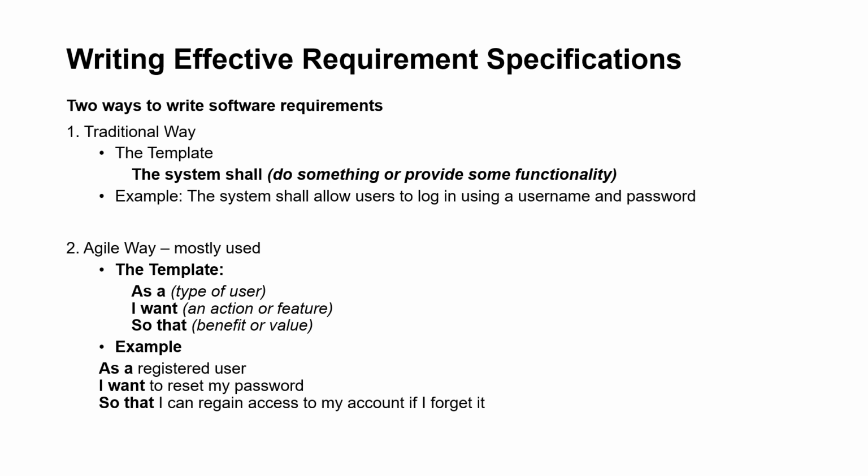So the traditional way has a certain template. Look at the bold text here: this is how you write it, "the system shall," and then you specify what the system is going to do. You always start with "the system shall." For example: the system shall allow users to log in using a username and a password.